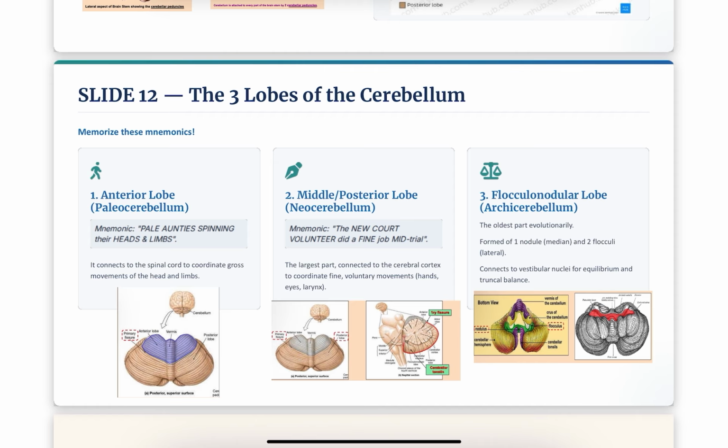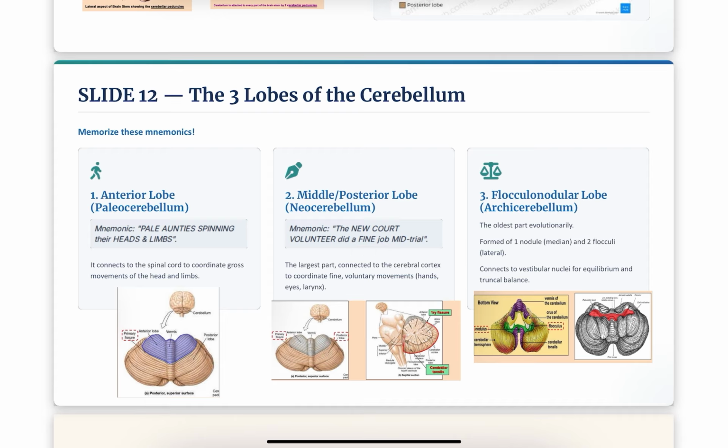Okay, so what do we get from this? It connects the spinal cord to coordinate gross movement of the head and the limbs. This is the anterior lobe. And then the second one, the middle or the posterior lobe, they're called the neocerebellum. And for this one, the mnemonic is the new court volunteer did a fine job mid-trial.